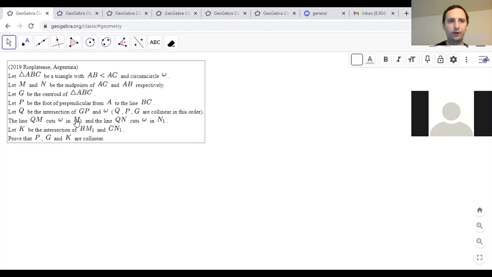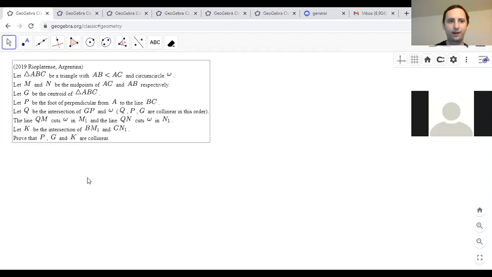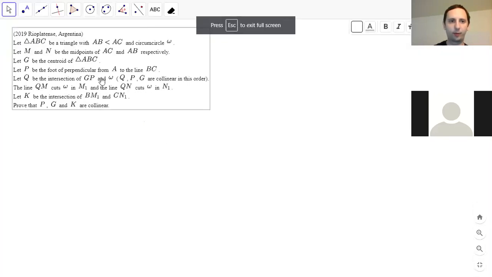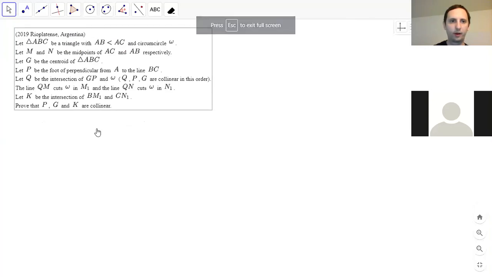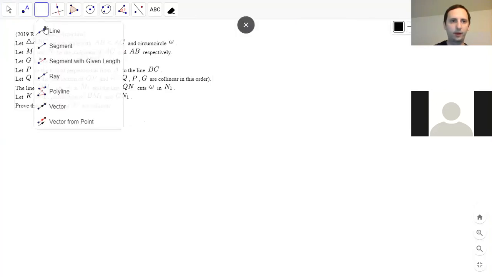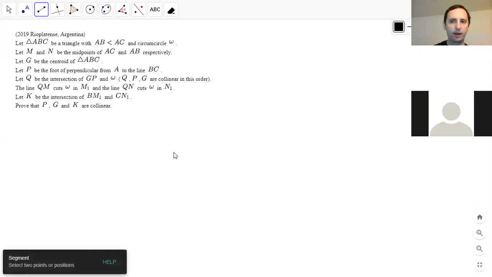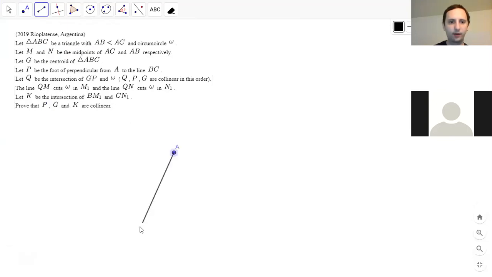So I chose GeoGebra Classic today. GeoGebra has like 2 different setups, but this one I've never done before and I think it might work better. So I'm gonna try it. So we have a triangle ABC with AB less than AC and circumcircle omega.